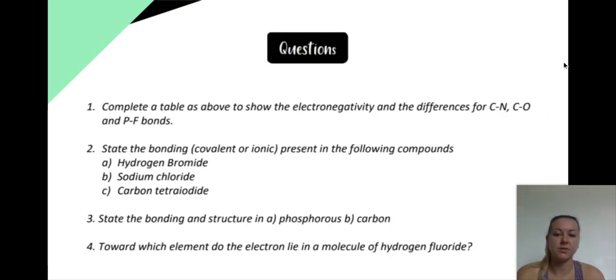So, just like Mrs. Calder does, I am going to show you the questions. Here they are. Now, please note that question 2 is a little bit different in your booklet. It will be: state the bonding, pure covalent or polar covalent or ionic, present in the following compounds, rather than just covalent or ionic. So pause the video just now, have a go at these questions, write them down in your jotter or a bit of paper, and then unpause the video and check your answers.